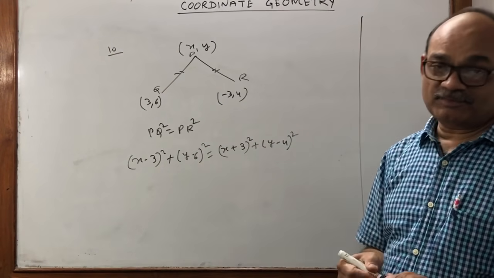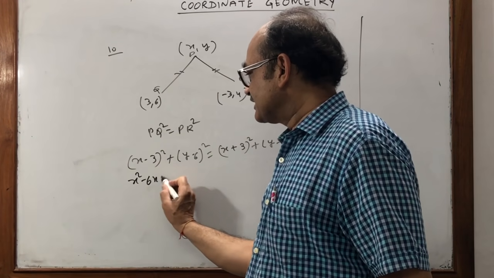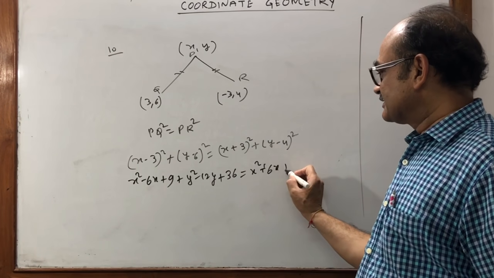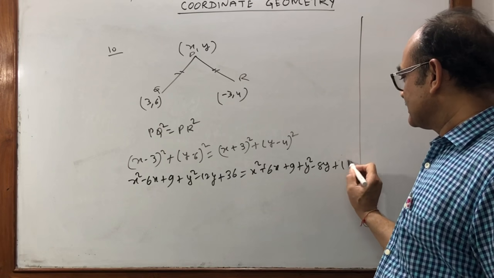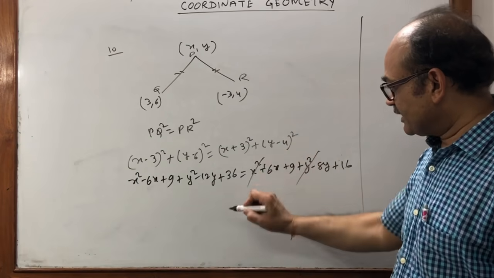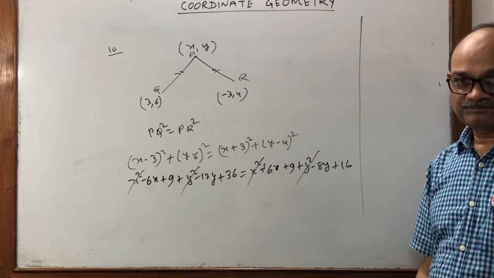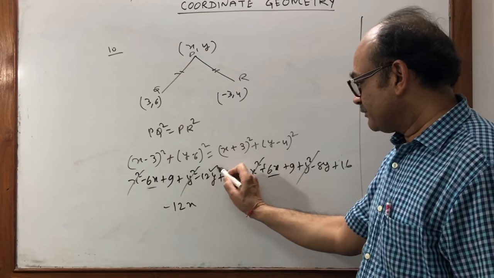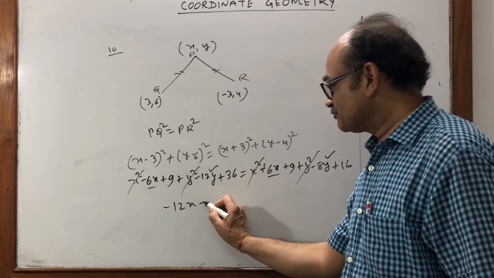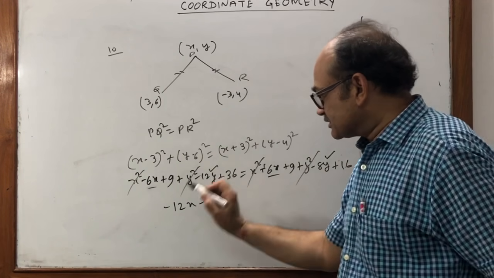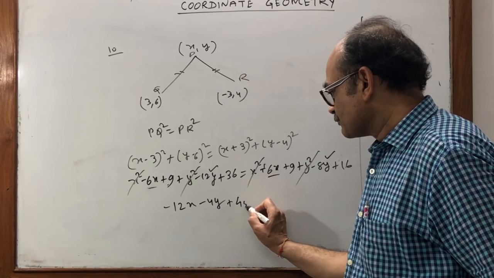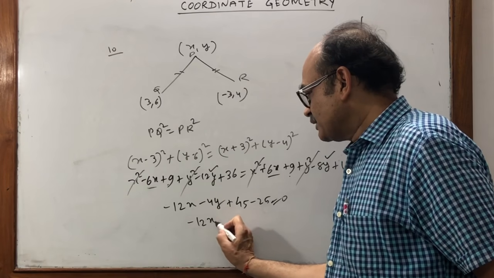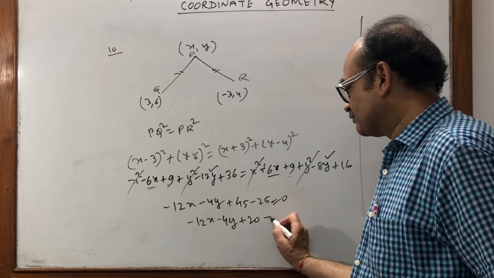Again, whole square formula. x square minus 6x plus 9, y square minus 12y plus 36, equals x square plus 6x plus 9, y square minus 8y plus 16. x square, y square, and 9 cancel out. Collect the terms of x on one side: minus 6x, so minus 12x. Y terms: minus 12y and plus 8y, so minus 4y. Simple transposition. Numbers 36 and 16 give 20. So the answer is minus 12x minus 4y plus 20 equals 0.